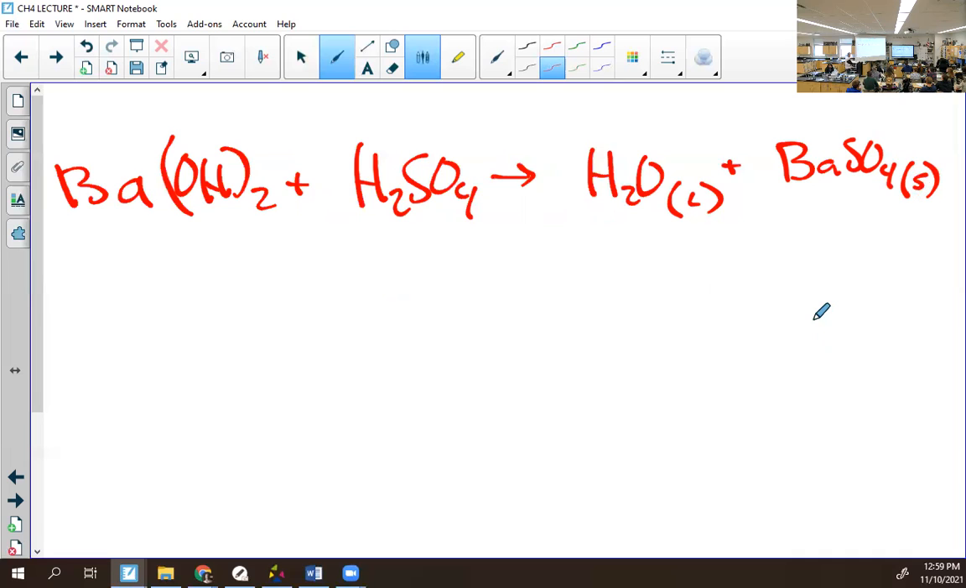Okay, tell me something here. Before this reaction happened, is that a strong acid? Yeah. Hydroxide, I know family 1s are strong and heavy family 2s. Is barium heavy? Yeah, it's at the bottom, right? So this is aqueous.